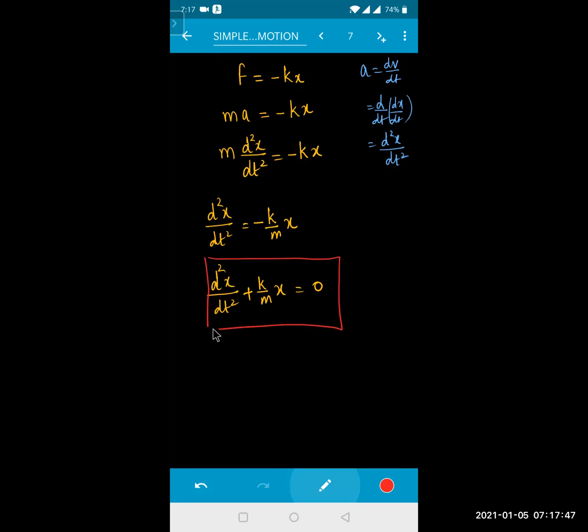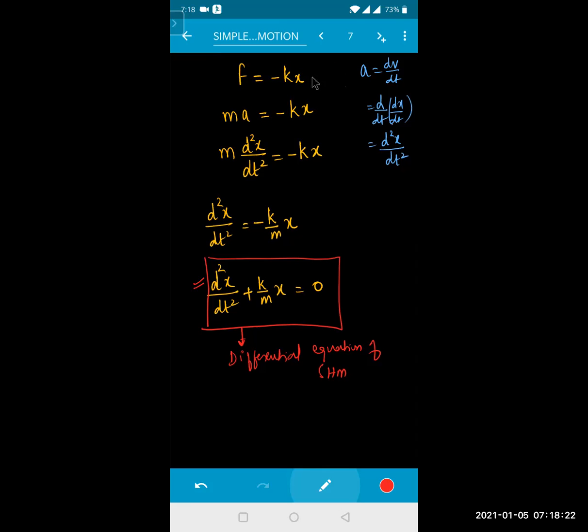Yes, sir. So this is known as the differential equation of SHM. That means, to identify whether a particle is making SHM or not, we need to see that it is obeying this relation, that is d²x/dt² + (k/m) x = 0. Is it clear? Okay, so that is about the differential equation.